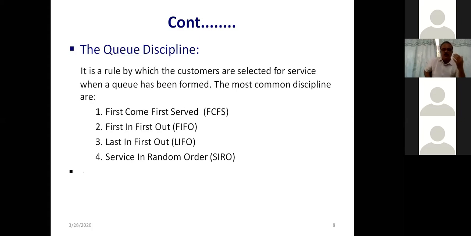Sometimes, for example, you are in the Tirupati Mandir and imagine that you are in a long queue, and some particular VIP is entering the queue, and we don't know where he is, but even if he is the last person, he gets the service first. That is called last in, first out type of queue discipline. And the last one is service in random order, that is called SIRO. Generally, this type of queue discipline is considered when we do some sampling things. When we do sampling, we use service in random order. That is called SIRO.